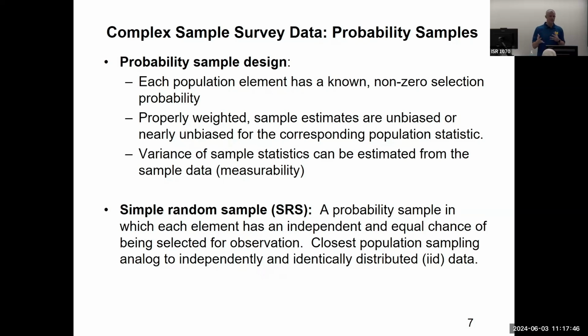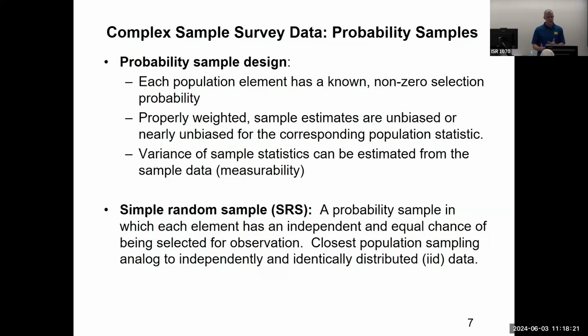So the simplest kind of a probability sample is the one, again, that you hear about in Introduction to Statistics, the idea of a simple random sample. A simple random sample is itself a probability sample. And the features of that sample, every element in the population has an independent and equal chance of being selected for observation in the survey. So every population element in a simple random sample has the same probability of being selected. And those probabilities are all independent of each other.